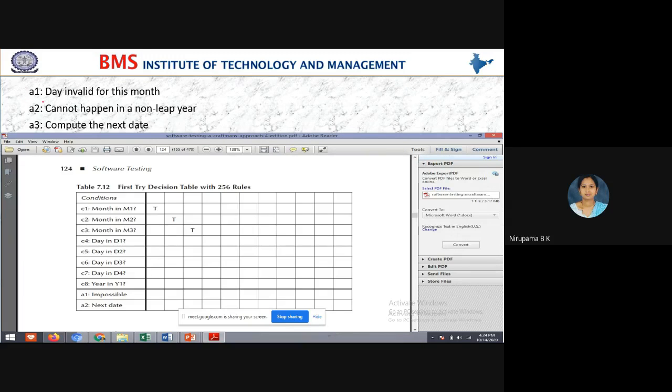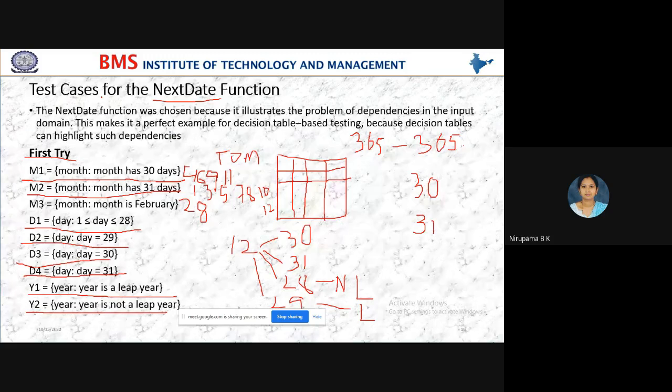What are the actions? Action 1 is day invalid for the month. When will the day be invalid, students? If I take the 31st day, date value 31 for these months, April, June, September, November. If I take date value 31, is it an invalid date? Is it right? Is it an invalid date, students? Because I am checking for the months which have only 30 days.